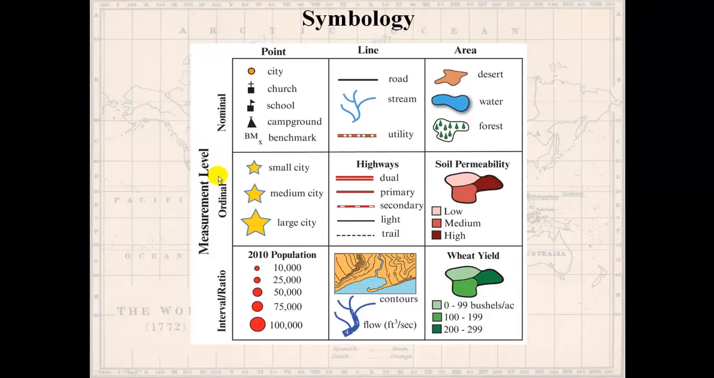Now if you move up a level of measurement and you go to ordinal measurements, then you know that, for example, a medium city is bigger than a small city, but you can't tell how much bigger the medium city is from the small city. Similarly, for line features, you can make lines that vary in thickness or in size, but you can't tell what the number is between those things. Soil permeability is another one. For polygons, you can imagine there might be low, medium, and high permeabilities, but you don't know the difference between low and medium or medium and high.